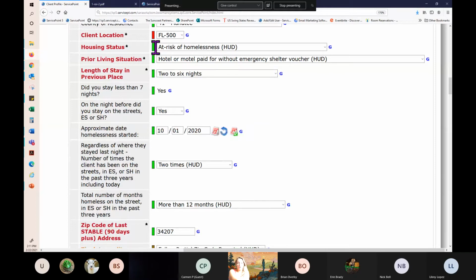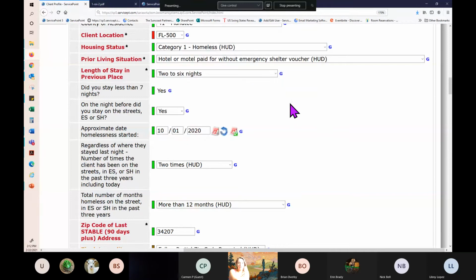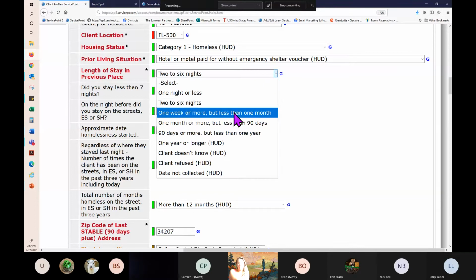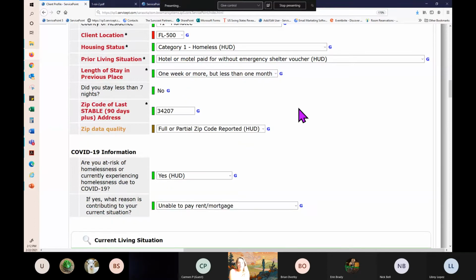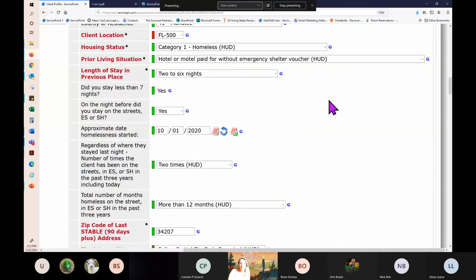And then on the night before you went to your hotel, were you literally homeless? But it's once we get into that 7-night stay that information changes. So it's really about timing when we're working with those clients. And I know you experience that a lot. And thank you for your question.